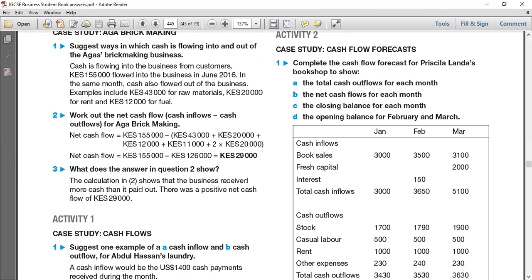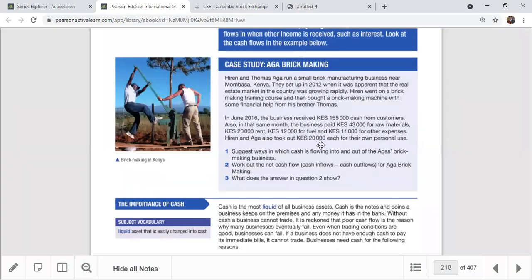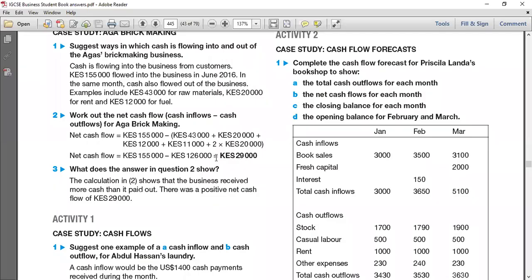We have to find out why 2 times 20,000. Go to the case study. There are 20,000 for each of them, because two people are working, Hiran and Thomas. Therefore it's 20,000 into 2. They have taken some money for their personal expenses also, so you multiply by 2. After multiplying, total expenses become 126,000. So net cash flow is 155,000 minus 126,000, that is 29,000 Kenyan shillings.